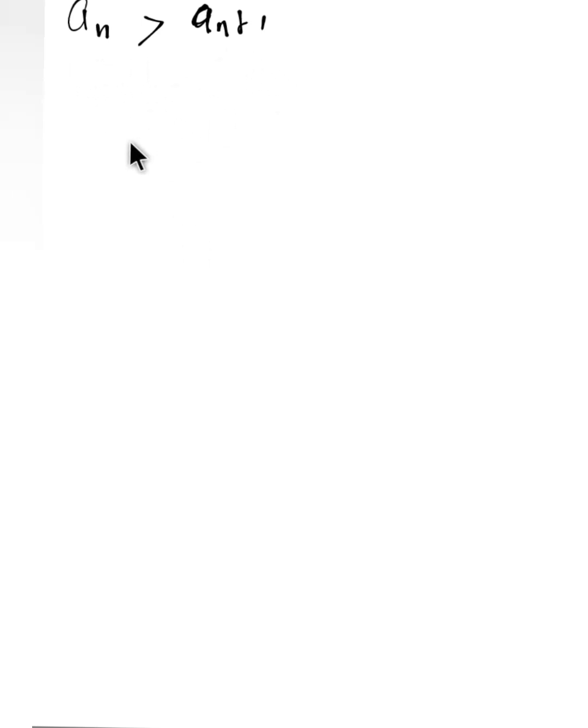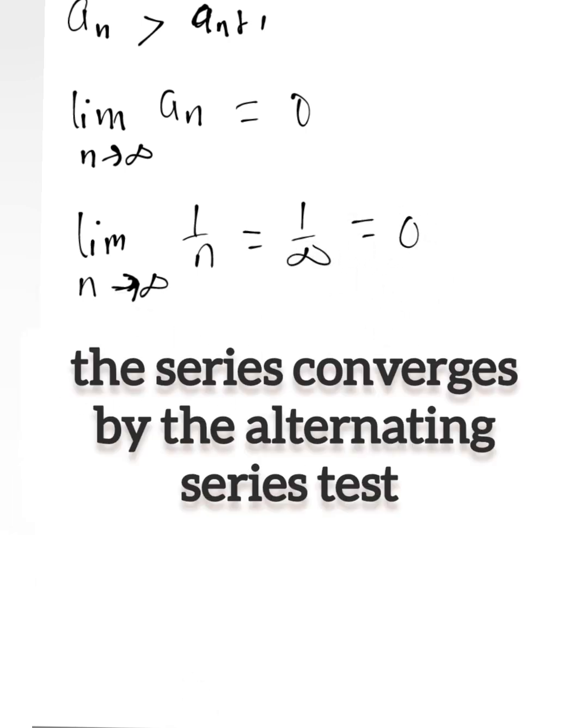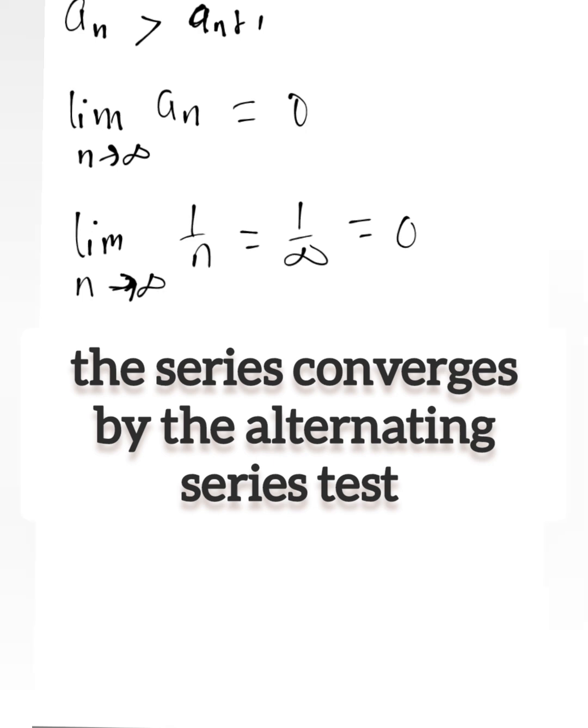It is decreasing. Now the other condition for it to converge as an alternating series is that the limit as n tends to infinity of an must be equal to 0. Now let's check. The limit as n tends to infinity of an is 1 over n. Now this is 1 over infinity, which is 0. So the other condition is satisfied. Hence, the series converges by the alternating series test. Yes, the series converges by the alternating series test because of the two conditions, which are that it is decreasing and also the limit of an is equal to 0.